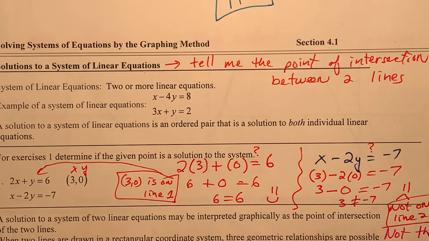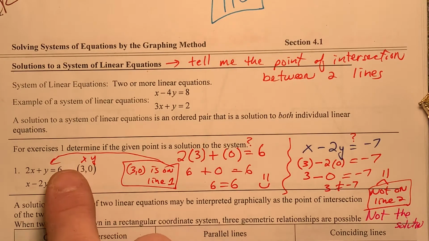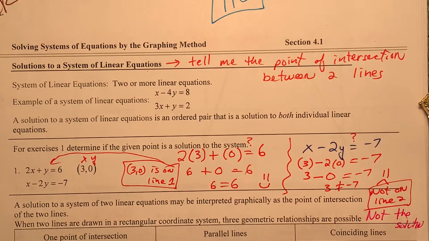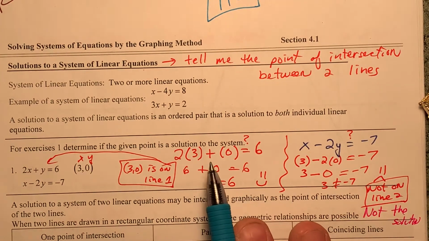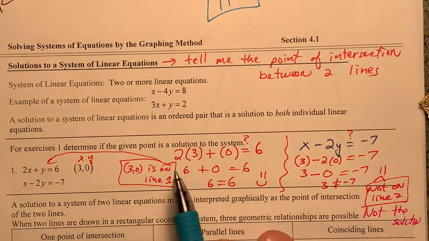So as we push down here, the next problem says, determine if the point is a solution to the system. Well, what that means is you put x and y, 3 and 0, in for x and y. So we put it in there, we put it in there, we see if it works. It has to work in both equations in order to be a solution. It only worked in one.